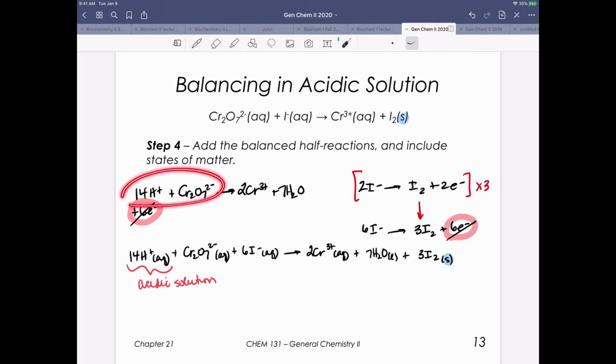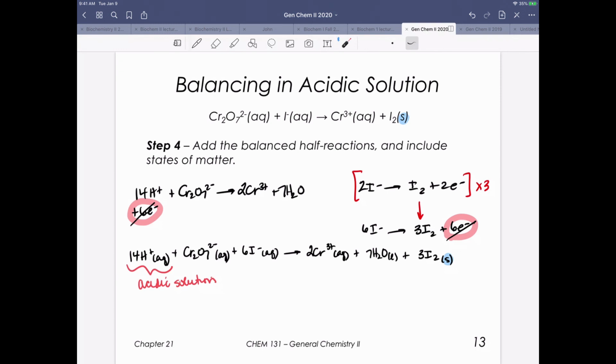So everything that was present on the left side becomes reactants. So I've got my 14 H+, my dichromate, my 6 iodides. Everything that was on the right side comes down on the right side of my equation here. So 2 chromium, 7 waters, and then my 3 iodine. I'm going to bring down my states of matter here, whether it's aqueous, liquid, or solid. And at this point, I have balanced this redox reaction in acidic solution.